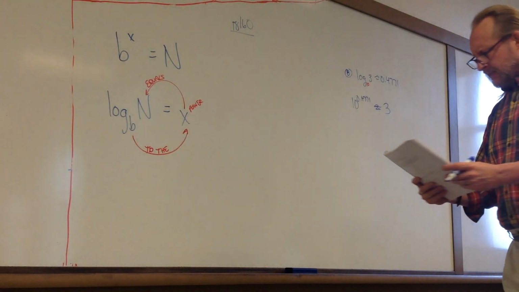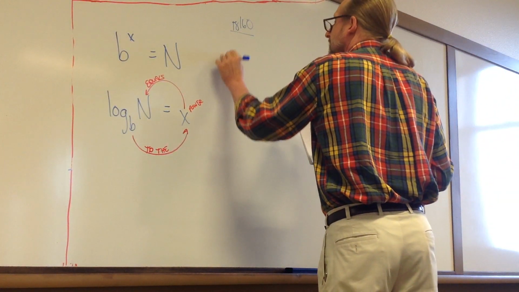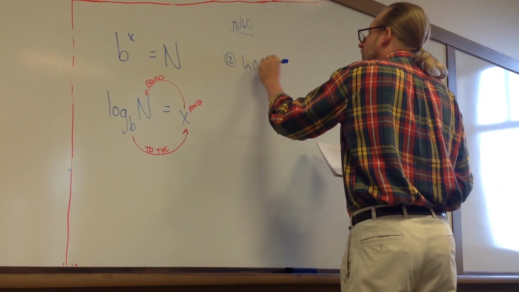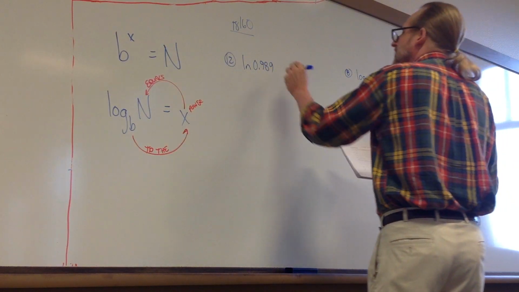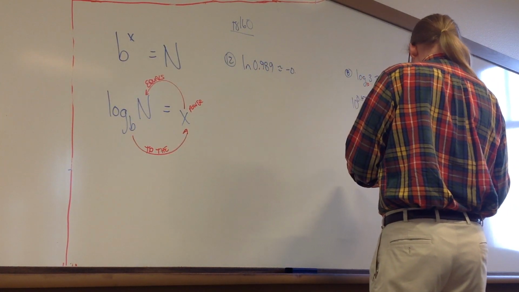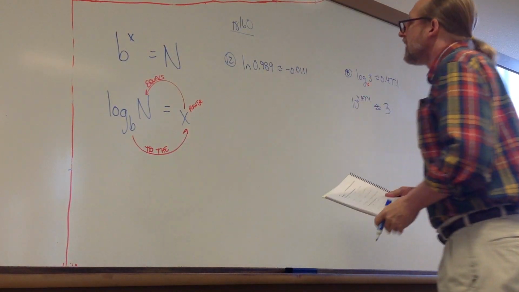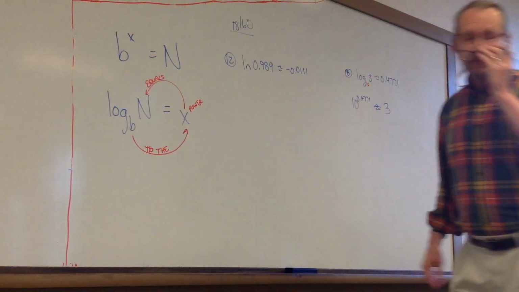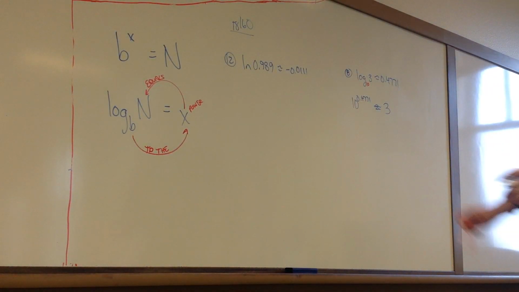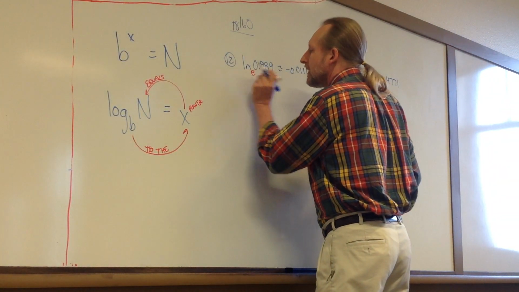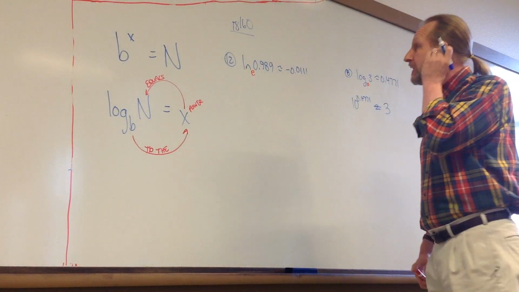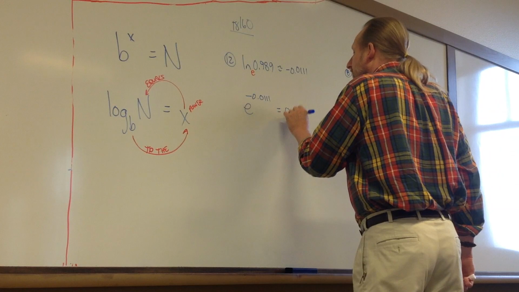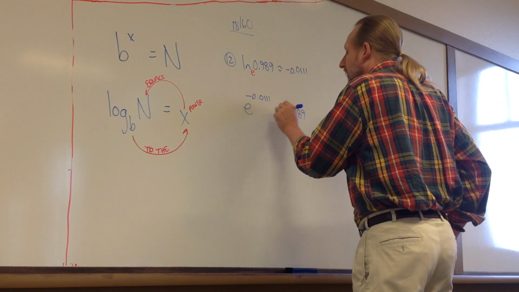All right, let's look at problem 12. In problem 12 it says ln 0.989 is equal to about negative 0.0111. So now in this situation, notice it doesn't say log, it says ln. And that stands for natural log, which means base e. Okay? And so if we wanted to write this exponentially, we would say e to the minus 0.0111 is about 0.989.